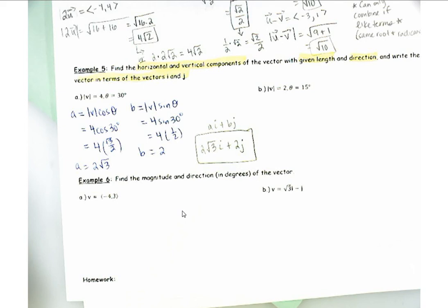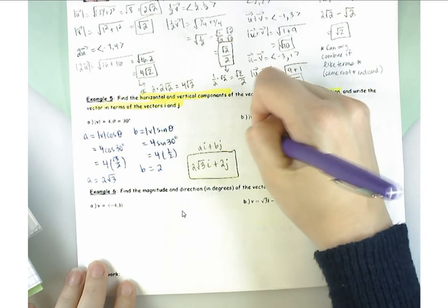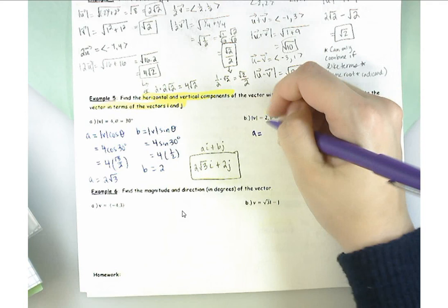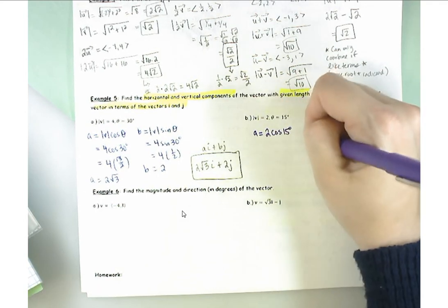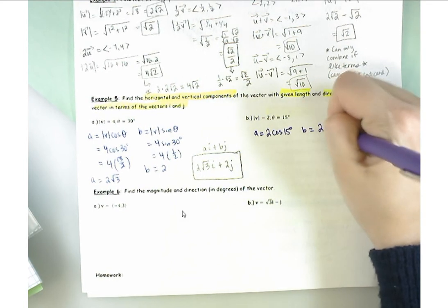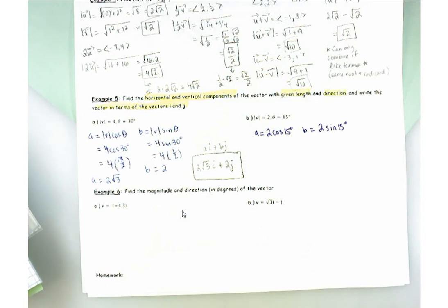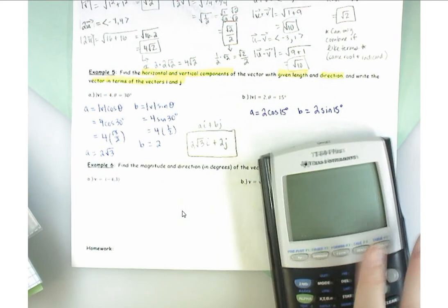Okay, and for B, this one's a little bit different. That's because when you do the cosine, is 15 a place on your unit circle? Okay, so then we're going to have to use our calculator to find what that is. And it's really important that you remember to do what? Yep, you have to be in the right mode. Okay, so I have to make sure that my mode is in degree.